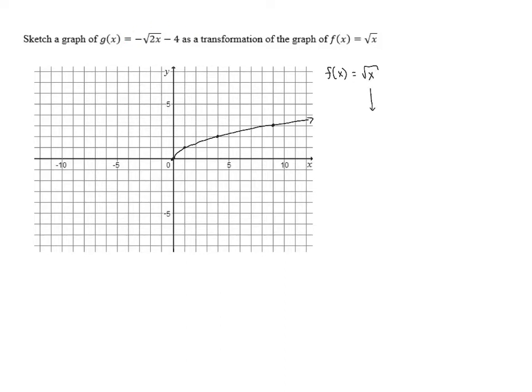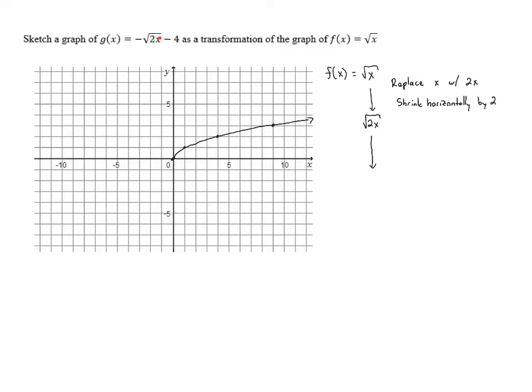The first thing we can do inside the radical is replace x with 2x. Now what that does, we know when we multiply x by a number, that gives us a horizontal stretch or shrink. In this case, it's going to be a horizontal shrink by a factor of 2. Then we've got the inside of the square root in a good place. It matches what we want.